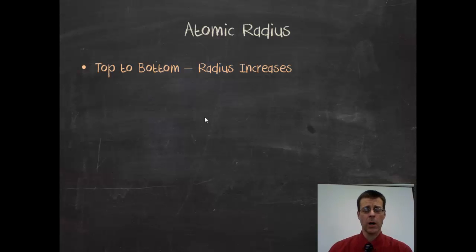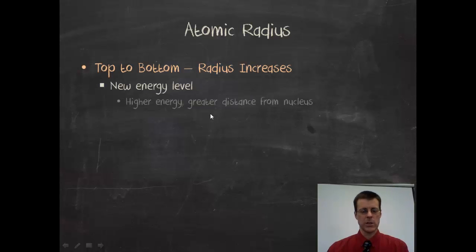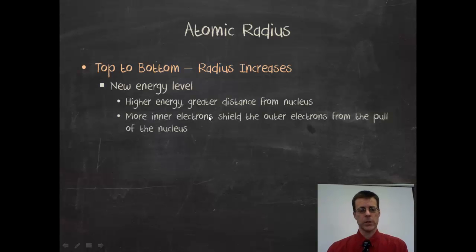I saw on that previous picture that the radius was getting bigger. My atoms got larger. Now, if I think about the Bohr atom, that just simply makes sense because I have a new energy level. That's the simplest, most accessible explanation for this. Top to bottom, new energy level. That new energy level is full of higher energy electrons. Those electrons are then further away from the nucleus.